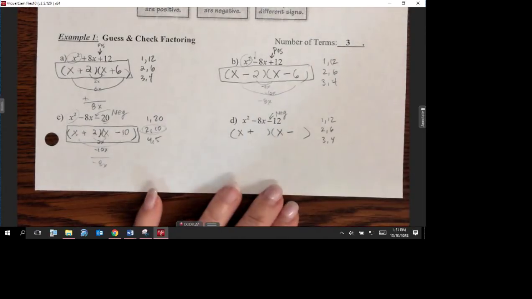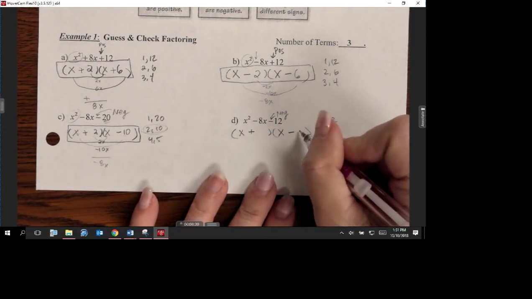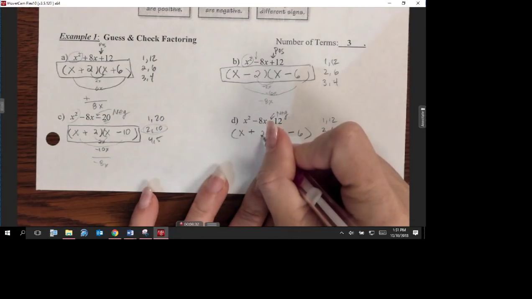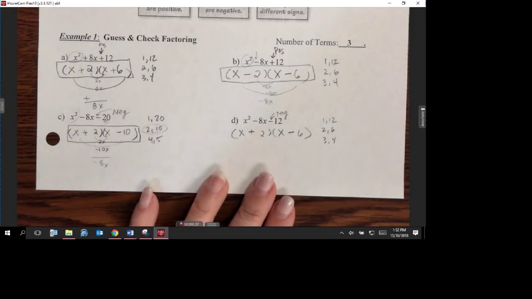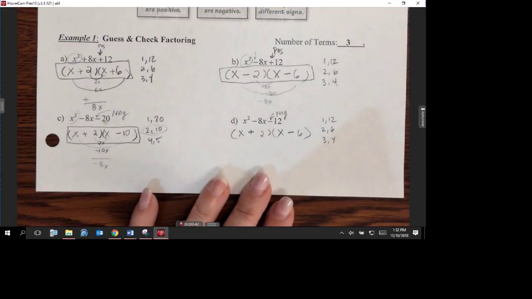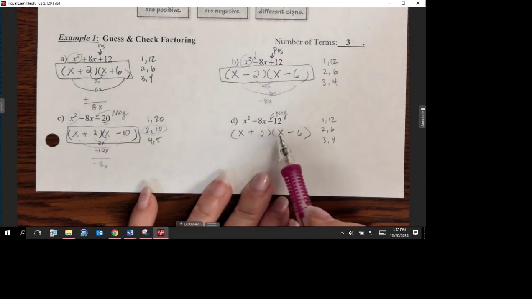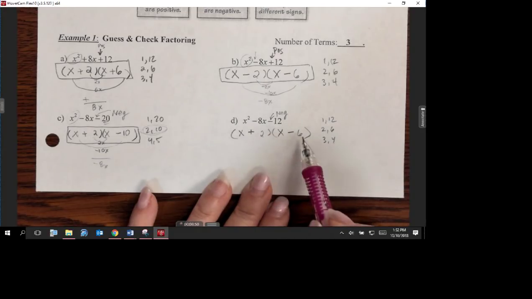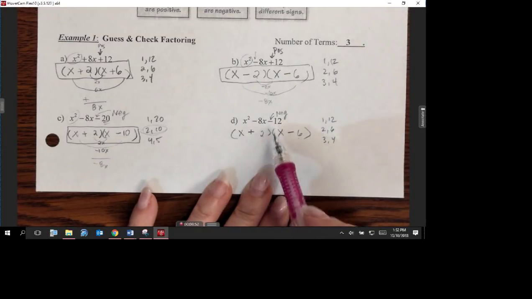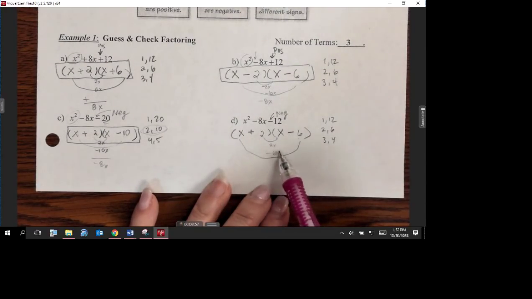Okay, so which one's going to be negative? 6. Yeah? Yes. Shouldn't they both? If I, no, wait. Let's check it. Let's multiply it back together and check it. The first x times x is x squared. This 2 times negative 6 is negative 12. But let's check the inside-outside. 2x minus 6x. Does that give me negative 8x? It does not. So this is not factored correctly.